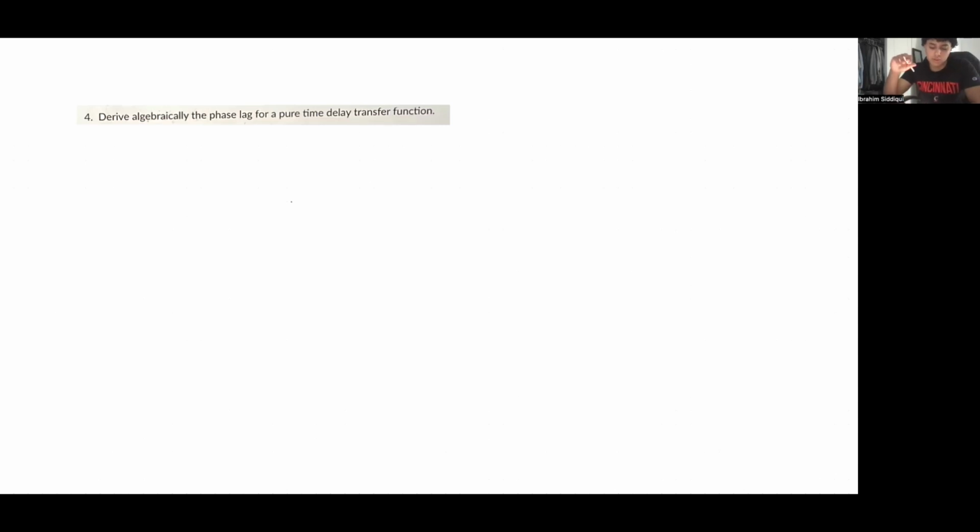All right, so starting the fourth part of part A for homework 5, we'll be deriving algebraically the phase lag for a pure time delay transfer function. Starting with the overall system equation, this will be K, which is essentially our gain coefficient, over tau squared S squared plus 2 delta, which is our damping factor, multiplied by tau S plus 1.